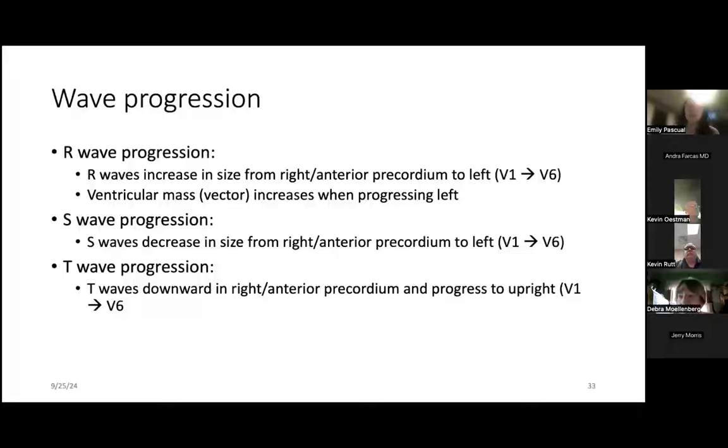So next, talking about wave progression. R waves should increase in size from V1 to V6. The ventricular mass increases as you progress further left. The left ventricle is the biggest muscle in the heart, so remember it that way. S waves should decrease in size from V1 to V6, and T waves should progress to upright the further you get across the precordium, so from V1 to V6.